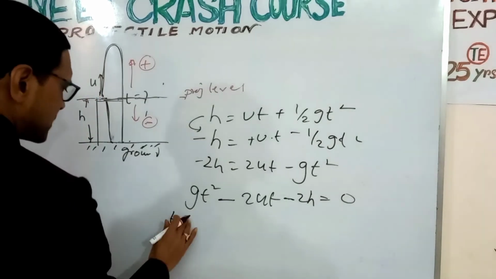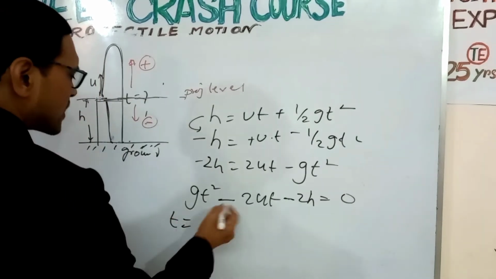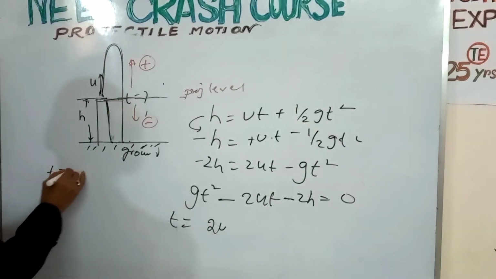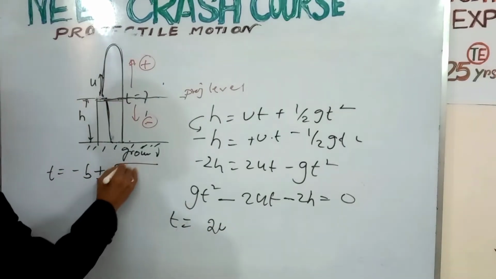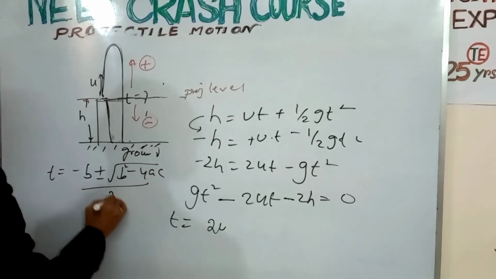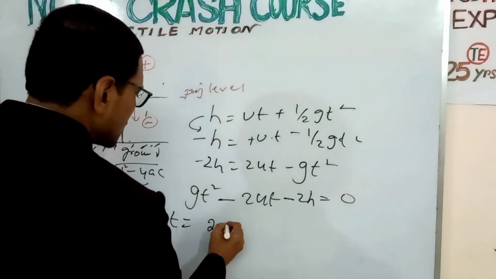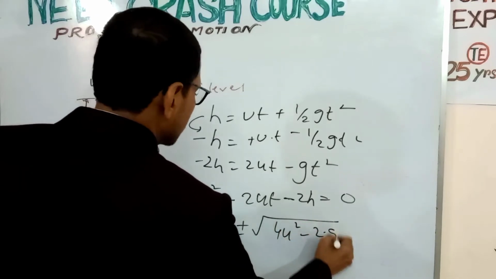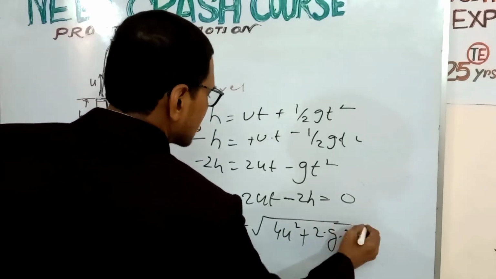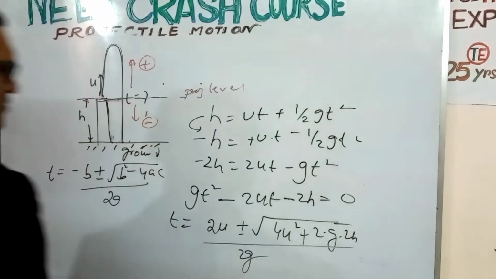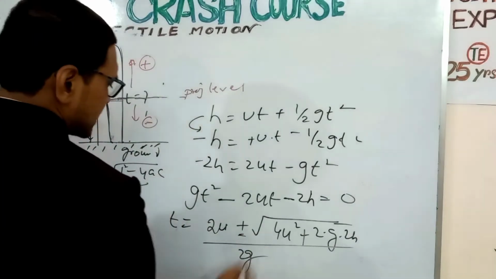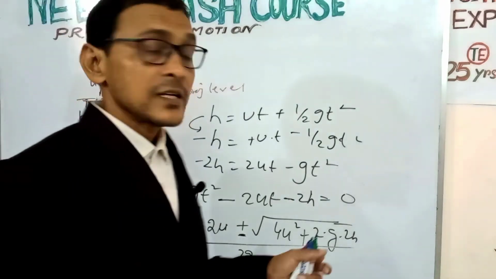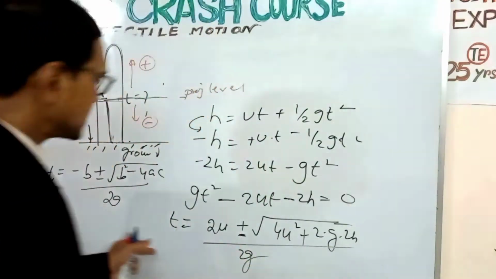time t equal to, by Shridharacharyya's formula we get minus b. What is the formula? Minus b plus minus root over b square minus 4ac by 2a. Now t equal to 2u plus minus root over 4u square minus 2g into h by 2g. So by calculation we get t. Now the negative sign should be avoided because time cannot be negative. So this is the answer.